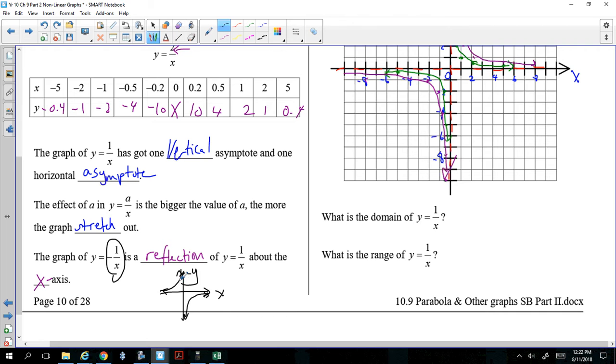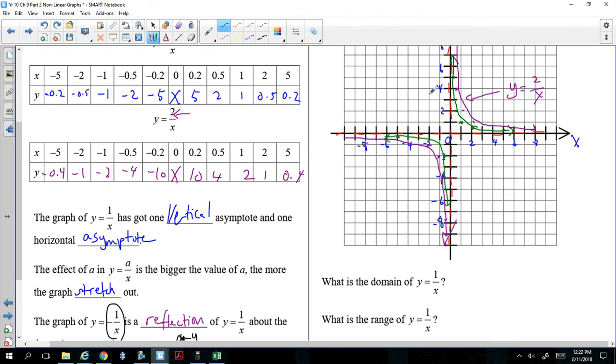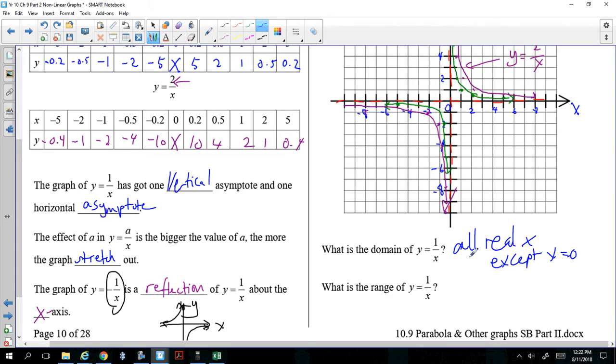Alright, good. Right, continue. Okay, now we also have to answer a question about the domain and range. What's the domain of this graph? What do you think the domain is? Well, it's everything, isn't it? Except what number? Except 0. So it's all real x except x equal to 0. Okay. How about the range? All real y except y equal to 0. That's cool.